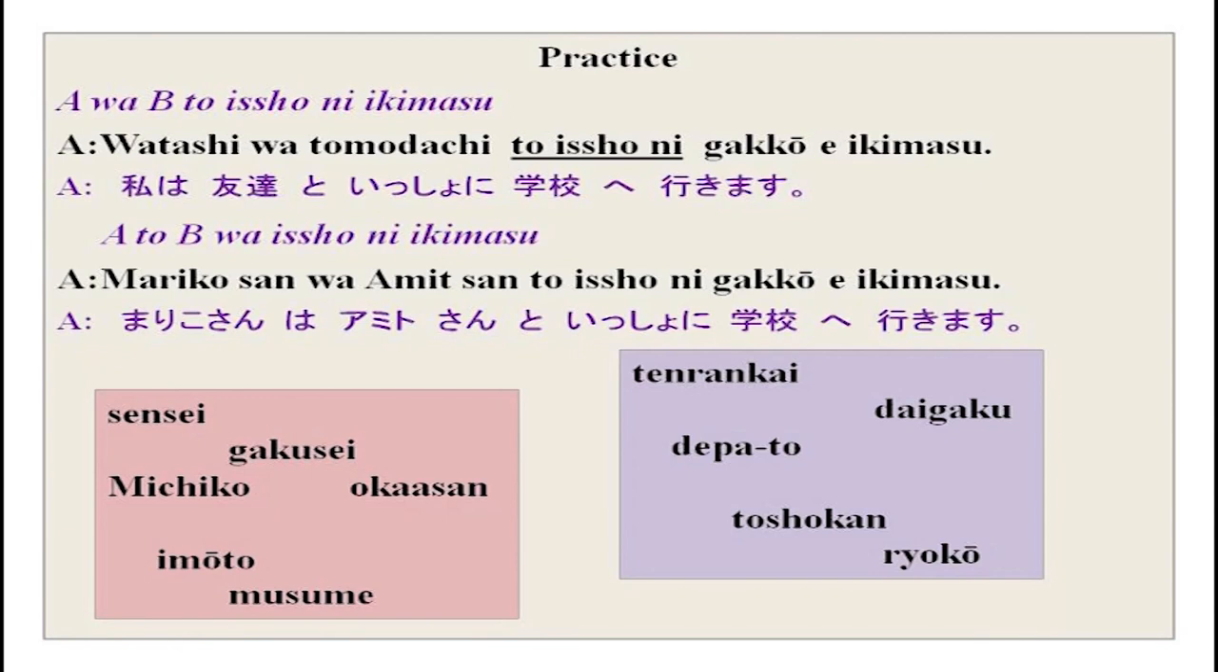One example I will make. Sensei wa gakusei to issho ni daigaku e ikimasu. Or Michiko san wa okaasan to issho ni tenrankai e ikimasu. Sensei to gakusei wa ryoko e ikimasu. Sensei to gakusei wa toshokan e ikimasu. So you can try this combination and practice.